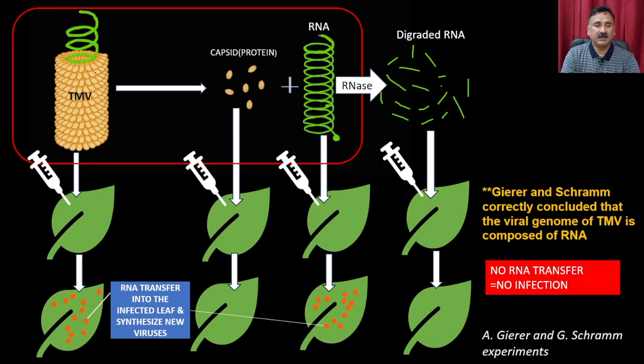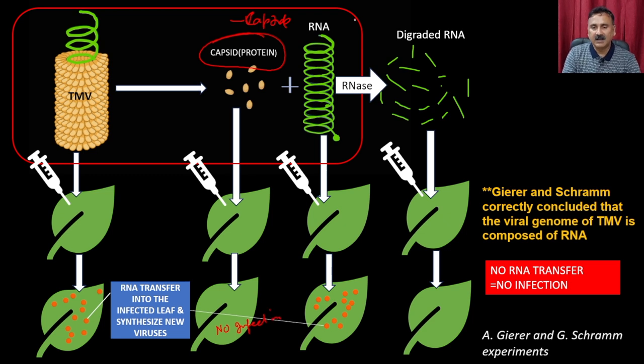So, this is what exactly they have done. They took a TMV virus and removed the capsid protein. They fragmented it into protein and RNA, and then degraded the RNA with the help of RNase. So these are the components. When they took the TMV virus and infected new leaves, they found that infection was happening. Even when they removed the capsid part, it still had the RNA. But when they fractionated it into capsid and RNA, and took the capsid protein and infected the leaf with it, there was no infection. No infection.